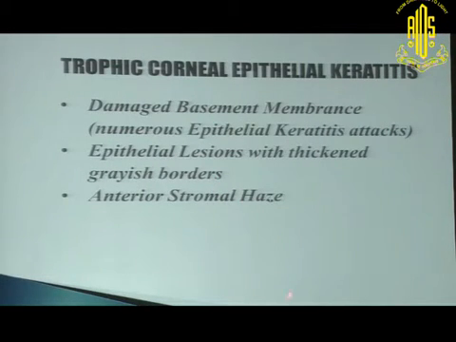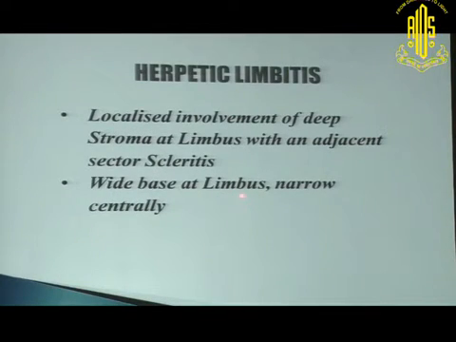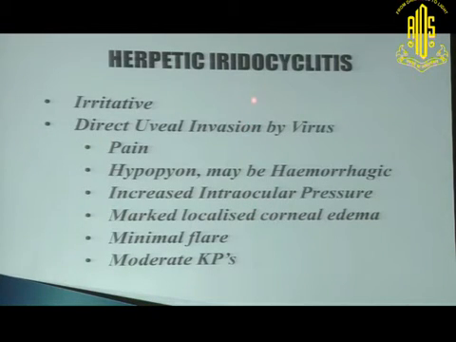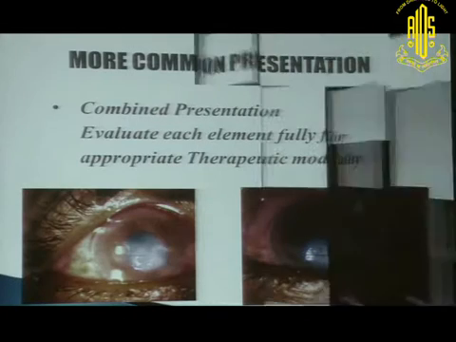The other form is trophic keratitis, where you have a damaged basement membrane, and earlier it used to be called metaherpetic keratitis. Herpetic limbitis is also seen. Another form is herpetic iridocyclitis, the irritative form, where you get direct uveal invasion by the virus and the patients have pain. Herpetic iridocyclitis is the main iridocyclitis associated with high IOP. Sometimes these patients are wrongly diagnosed as acute angle closure glaucoma, and there may be minimal flare.